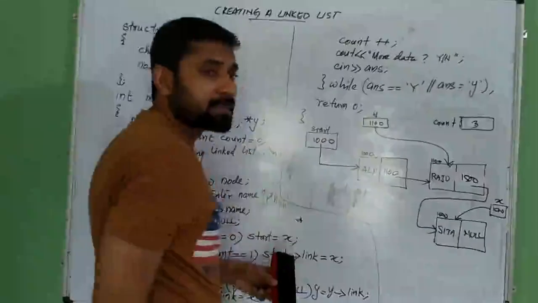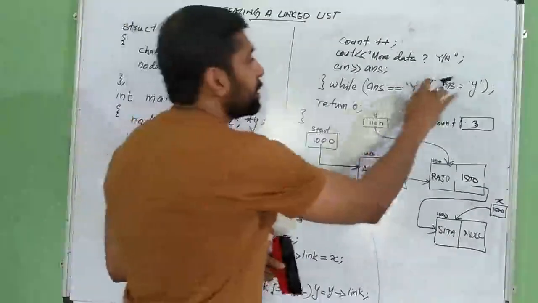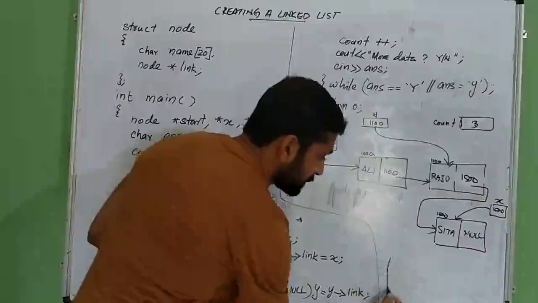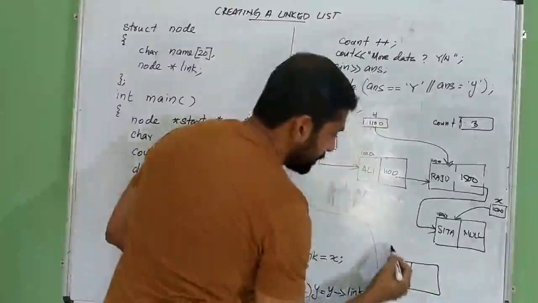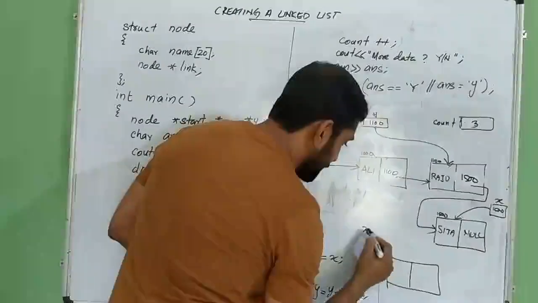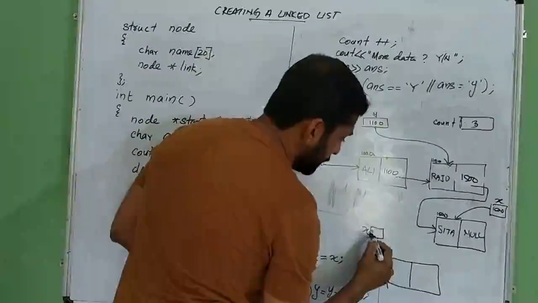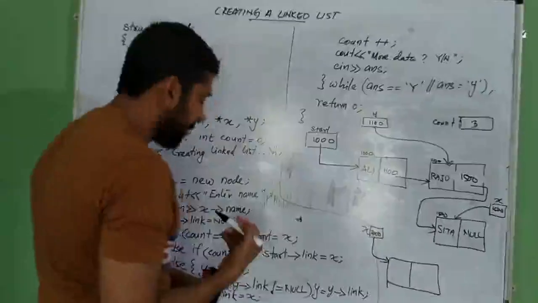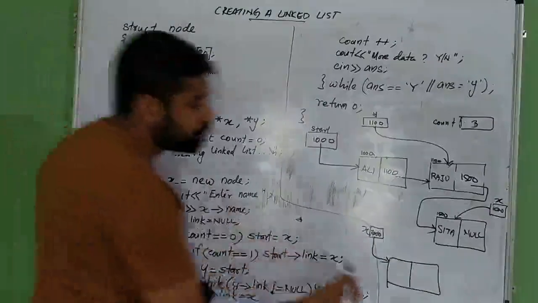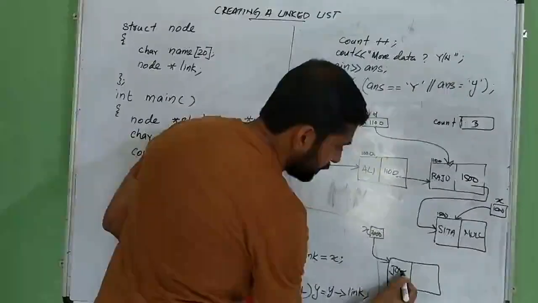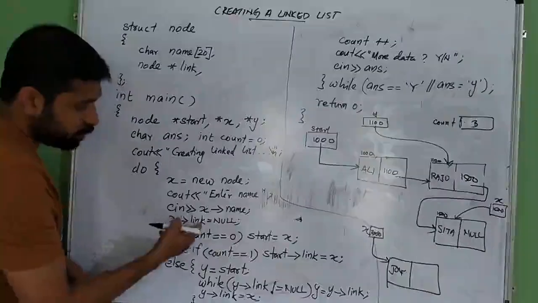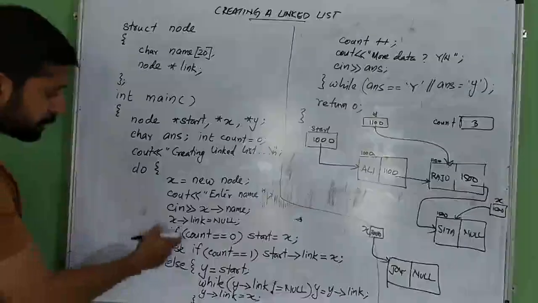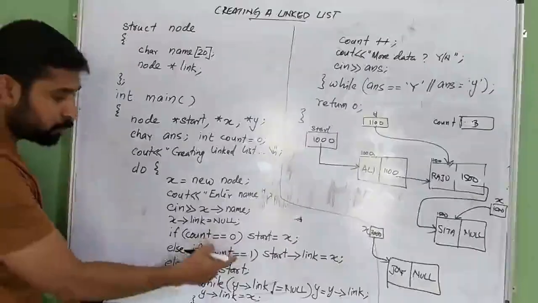More data? Yes. While so and so, it moves over here. Another node is created, and it is x, that will be 2000. It will be something like this. Then enter name, here Joy is entered. x dot link equal to null, created. Count equal to 0? No. Count equal to 1? No.